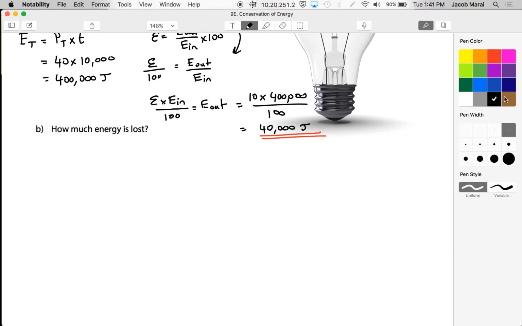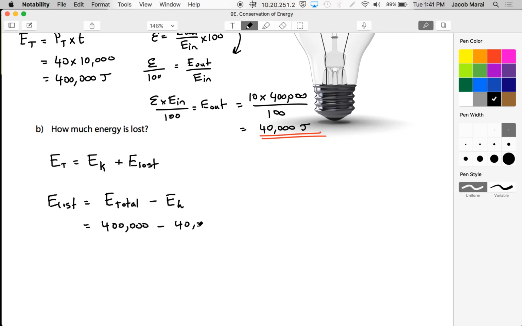For this one, again, you're going to do some maths in your head. Oh, I put 400,000 in, I'm losing 360,000. That is the correct answer, but you've got to write it out as a statement. So our energy total, we'll say that's kinetic energy plus E lost to heat. Or we could write here E lost. Therefore, energy lost is our total minus our light energy. Okay.